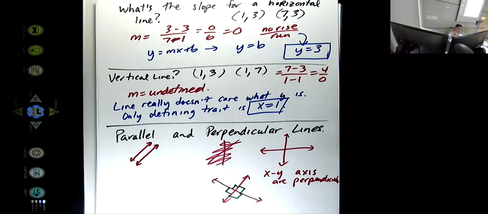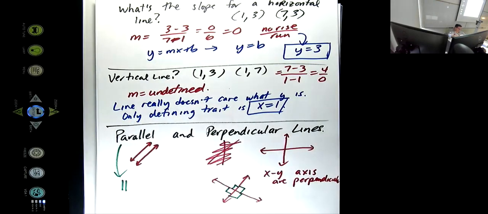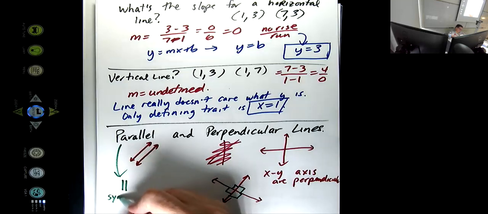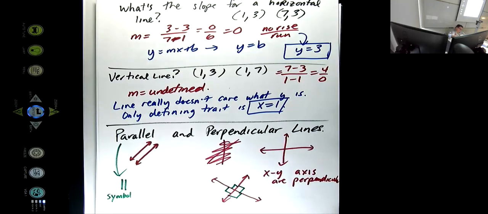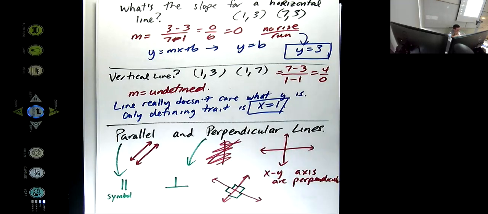So the symbol for parallel is this. That's the symbolic version for parallel. And the symbolic version for perpendicular is that. They don't make it like the full cross, because that looks like a plus sign, which is confusing. They don't make it look like a T, because T's a letter. That's just how they do the perpendicular sign.